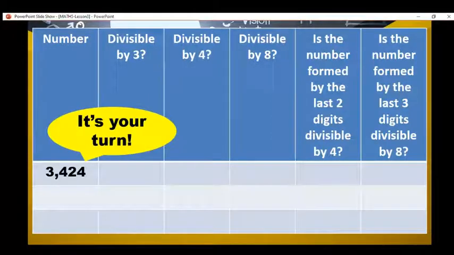Now it's your turn to answer letter B. Find out if 3,424 is divisible by 3, divisible by 4, divisible by 8, and find the last two digits and the last 3 digits for our activity. Now, I want you to pause the video so you are able to answer your activity.